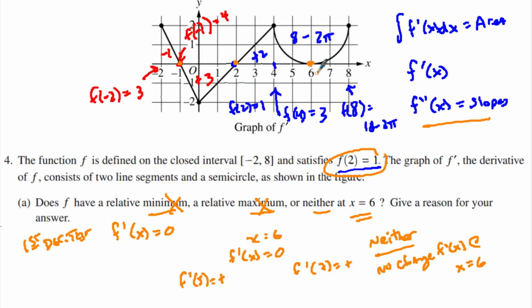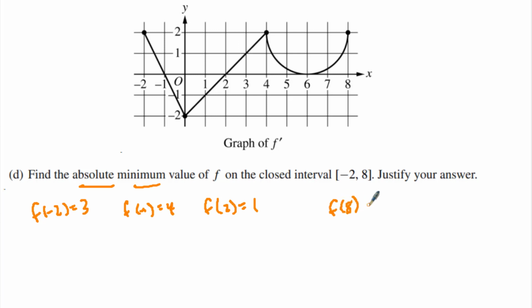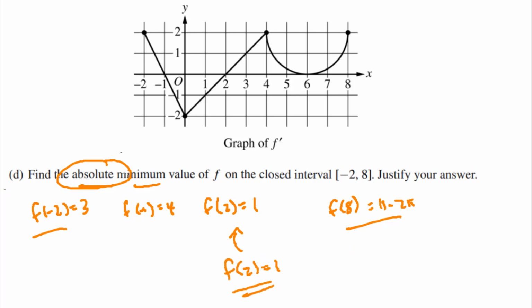We knew back at f of 6 was going to be, well, we know f of 8. F of 8 was 11 minus 2 pi. And think about that, 11 minus about 6 or so is about 5, okay? Where's the absolute minimum? We had to take the endpoints into consideration when we're looking for the absolute. But the absolute minimum would be right here. The absolute minimum would be at f of 2 is equal to 1. That's the minimum value. That's the lowest point it can possibly be right here.